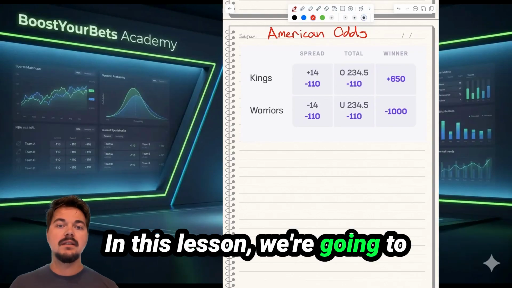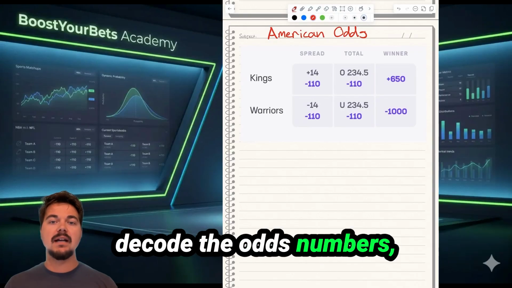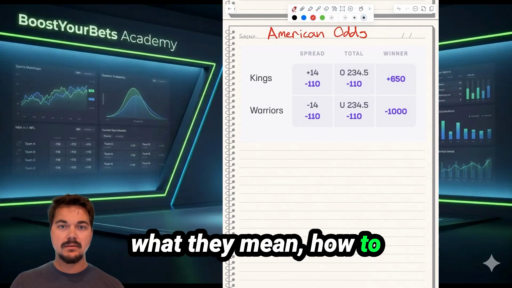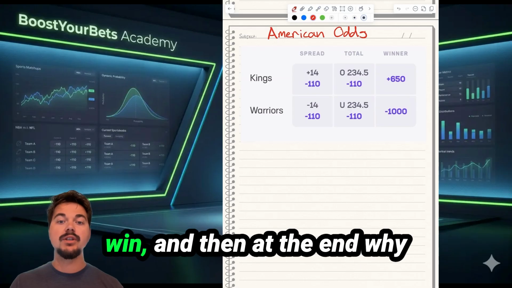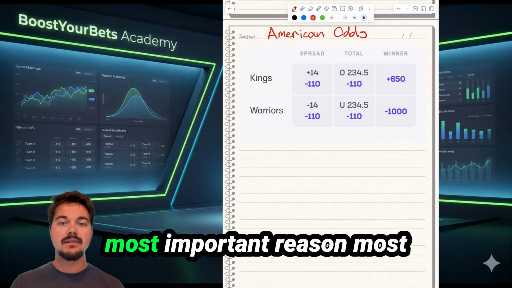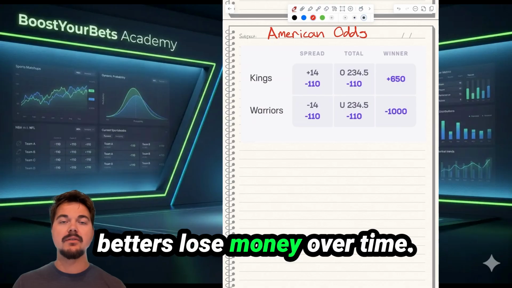In this lesson, we're going to decode the odds numbers, what they mean, how to calculate exactly what you win, and then at the end, why these numbers are the single most important reason most bettors lose money over time.